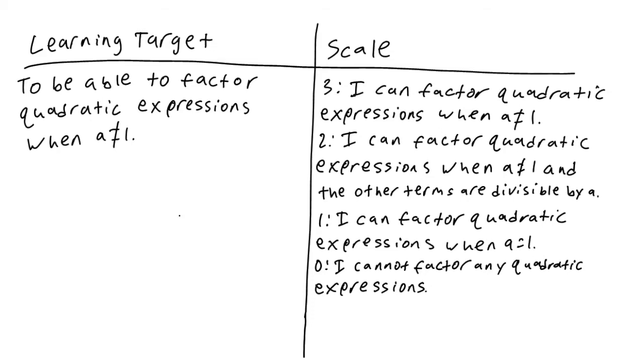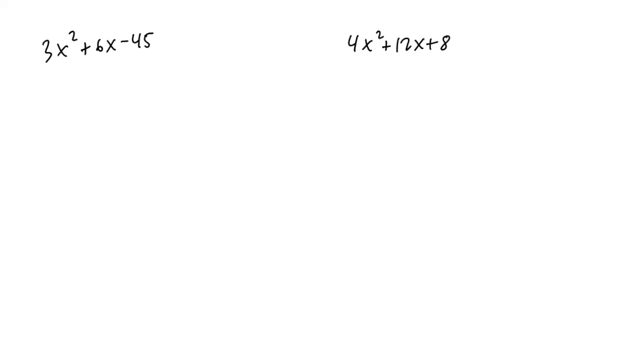Let's get started. Okay, so just like I mentioned in the scale, one way to do this is to factor out a GCF, and then it will be down to where a equals 1, and then you can factor it just like we did last time. So these two problems are just like that. So let's check it out.